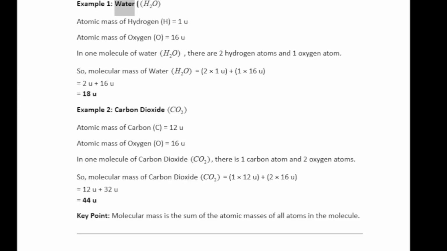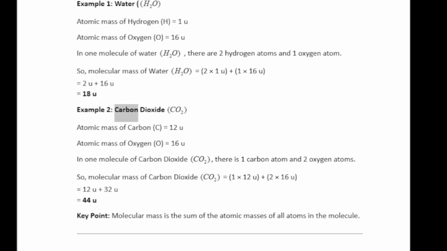Example 1, water. Atomic mass of hydrogen, H, is equal to 1 U. Atomic mass of oxygen, O, is equal to 16 U. In one molecule of water, there are 2 hydrogen atoms and 1 oxygen atom. So, molecular mass of water is equal to 2 times 1 U plus 1 times 16 U is equal to 2 U plus 16 U is equal to 18 U.